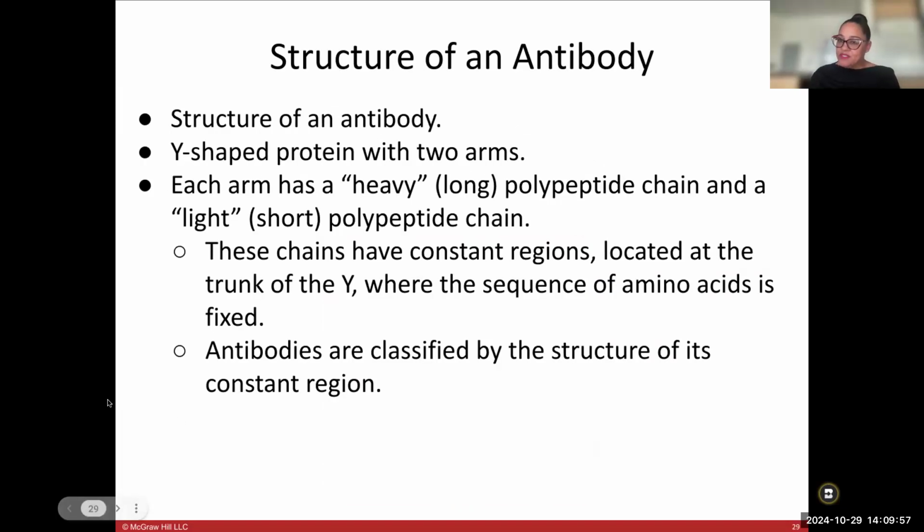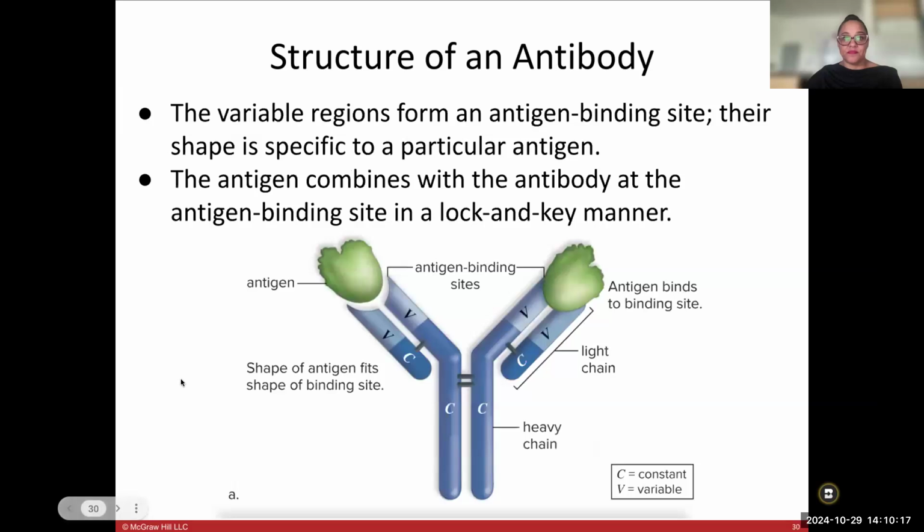The structure of an antibody, we saw it a little bit in the video. It's a Y-shaped protein with two arms. Each arm has a heavy or a long polypeptide chain and a light or a short polypeptide chain. These chains have constant regions located at the trunk of the Y, where the sequence of amino acids is fixed. Antibodies are classified by the structure of its constant region. The variable regions form an antigen binding site, whose shape is specific to the particular antigen. The antigen combines with the antibody at the antigen binding site in a lock and key manner.